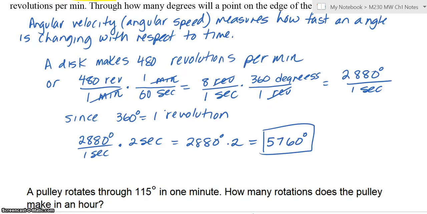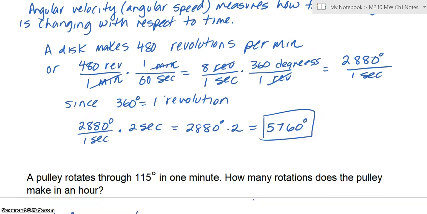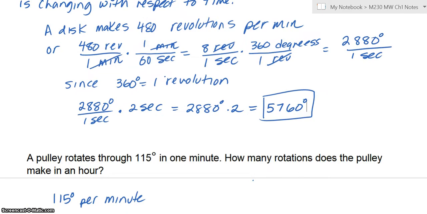Okay, so let's look at this next one. A pulley rotates 115 degrees in 1 minute. So you have this huge pulley and it's probably going around this circular object. How many rotations does the pulley make in 1 hour? So I'm going to start with 115 degrees per minute. What does that mean? That means 115 degrees in 1 minute.